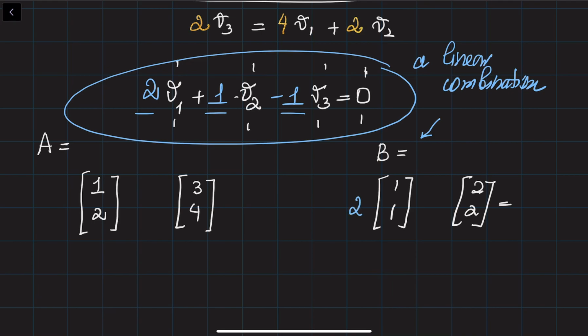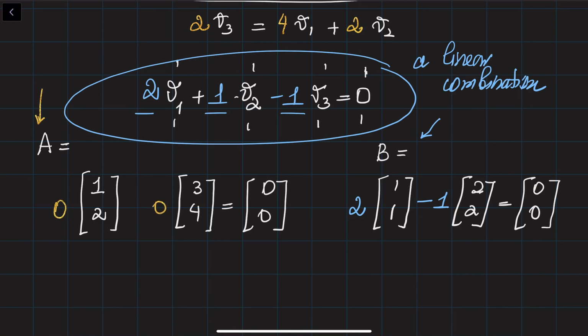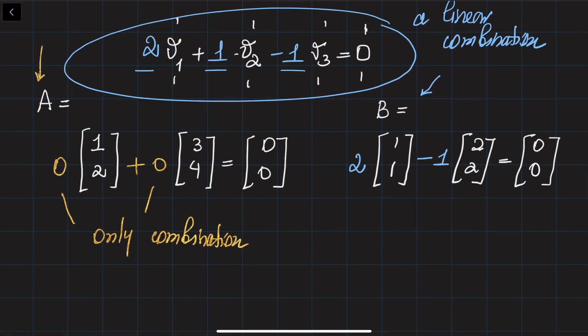Well, it is easy. You can multiply the first one by 2, the second one by minus 1. It will give you 0 and 0. You can find other combinations which will give you the 0 vector. While for the first matrix A, there is no such combination which gives you the 0 vector. You cannot obtain 0, 0 by combining these two vectors unless you combine them with 0 and 0 coefficients. So this is the only combination, right? And here you can find infinitely many combinations.